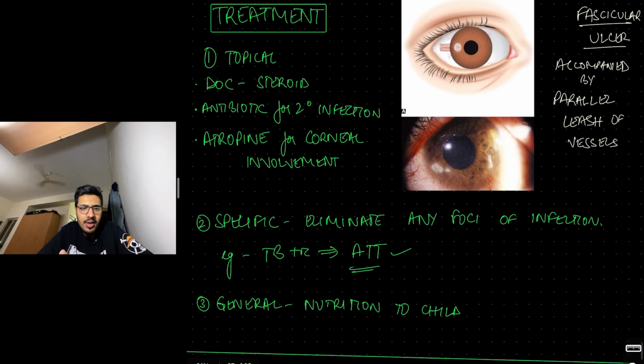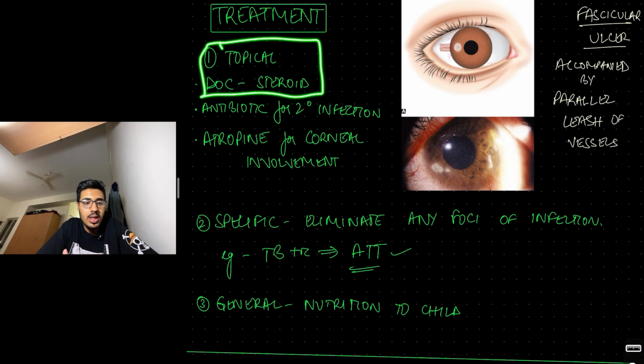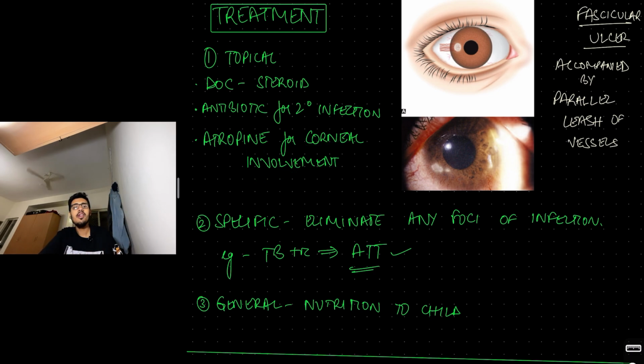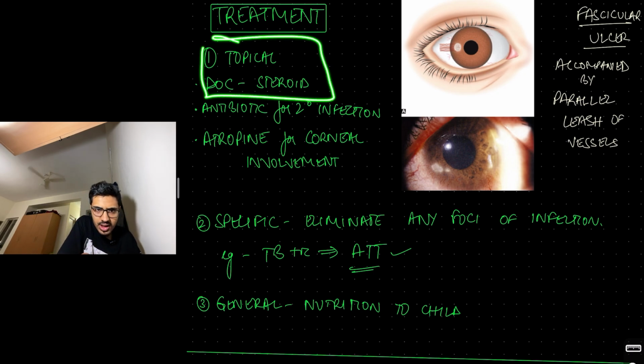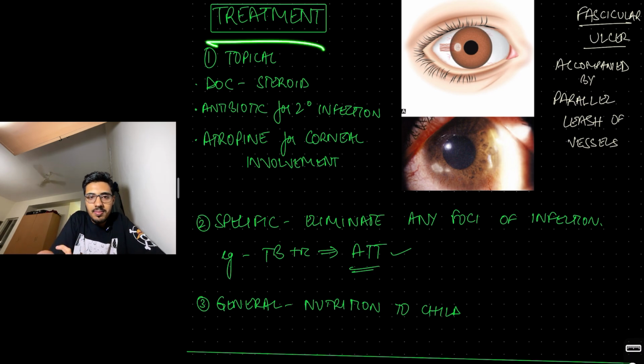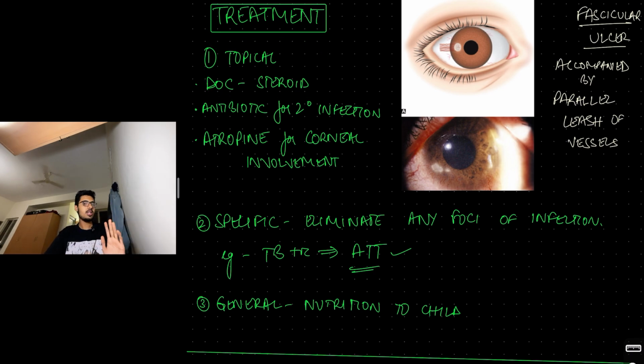Treatment, topical treatment. The drug of choice is steroid antibiotic. So topical steroid, not steroid antibiotic. Topical steroid is the drug of choice. You can also give antibiotics for any secondary infection. You can give atropine for corneal involvement. Any corneal involvement, you'll give atropine for symptomatic relief. Antibiotic to prevent secondary infection, but the drug of choice is topical steroid. Just remember that. Apologies for the stammering, I just got confused for a bit. The drug of choice is topical steroid.